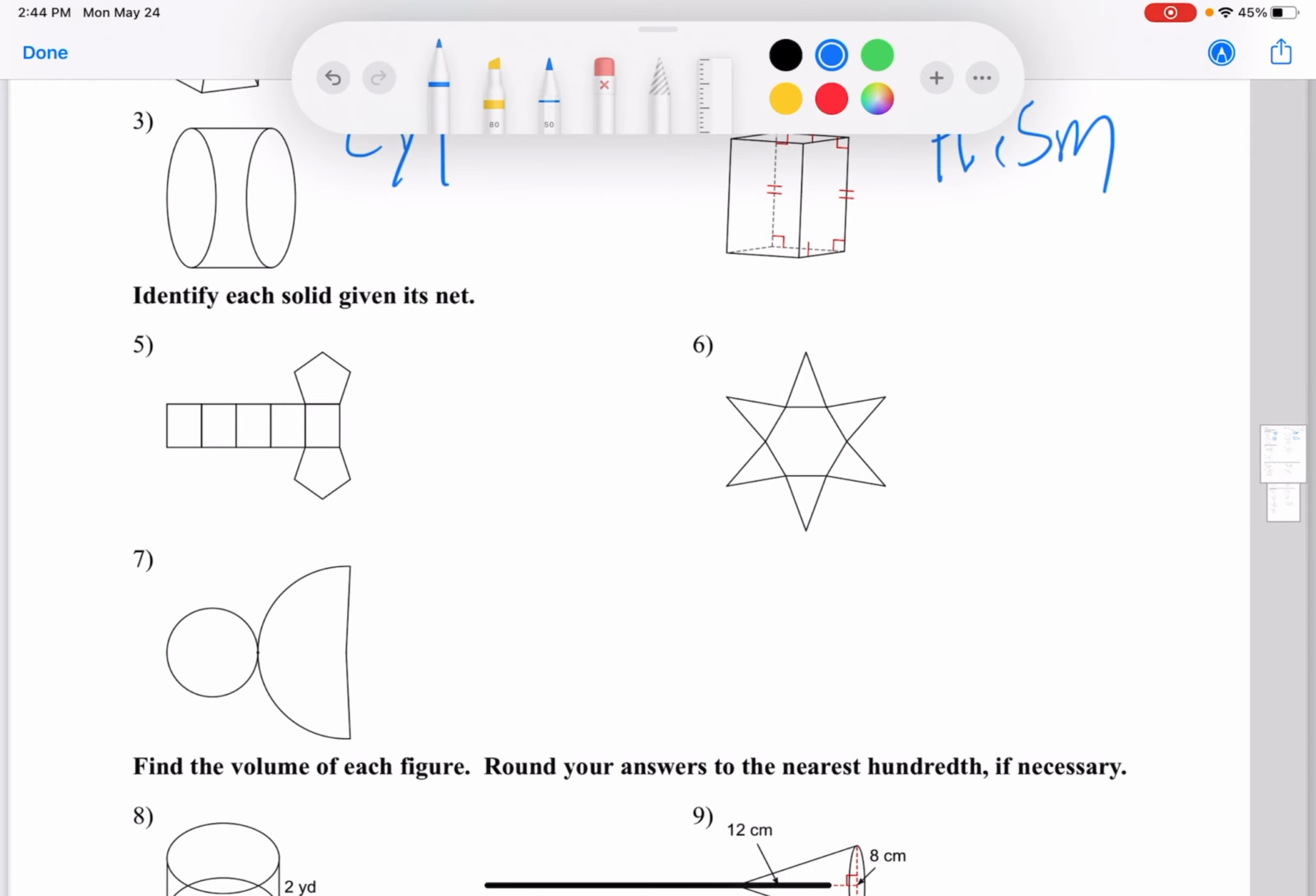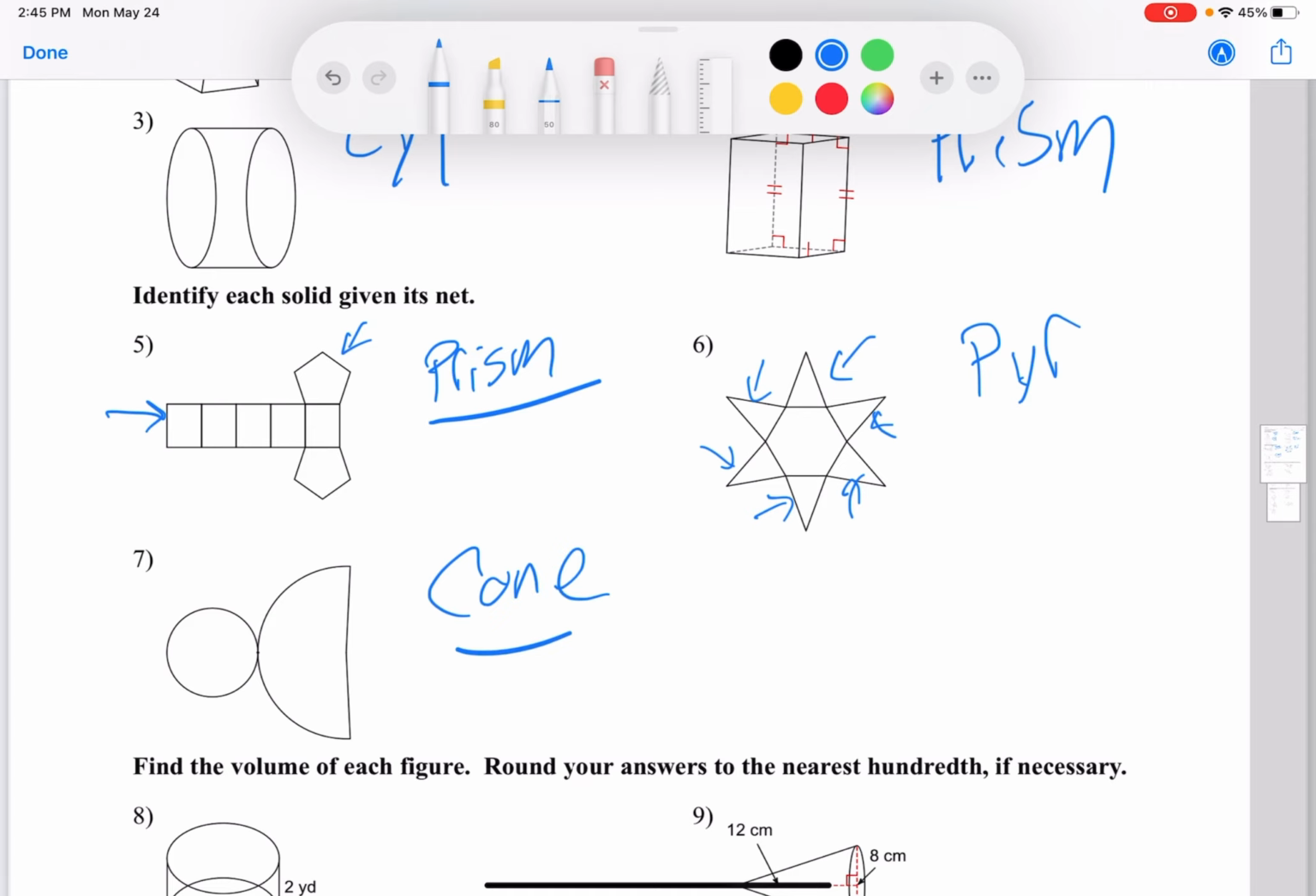Number 5, identify each solid. So what would this look like if you put it back together? It has rectangular pieces right here and a polygon as a base. That is a prism. Number 6, it has triangular sides that all appear to come to a point. That means it's a pyramid. And the last one, if you close that around the circle, you are going to get a cone.